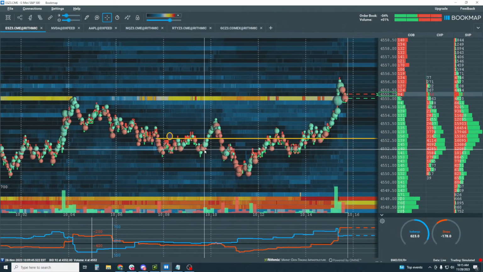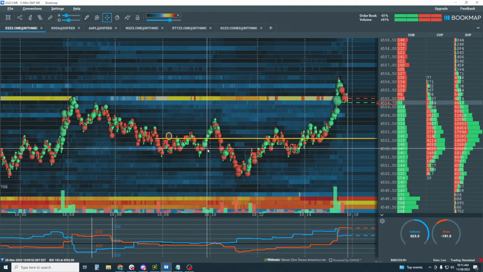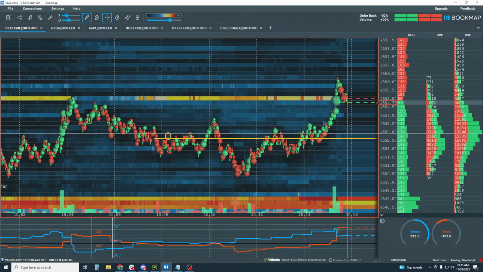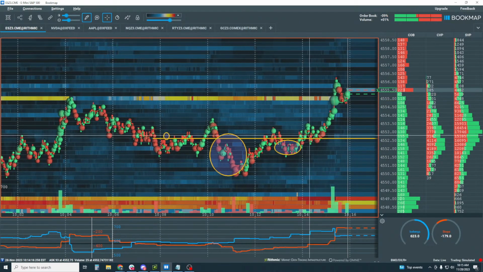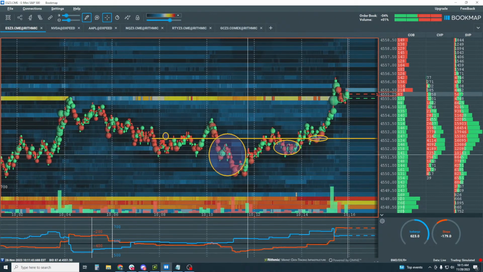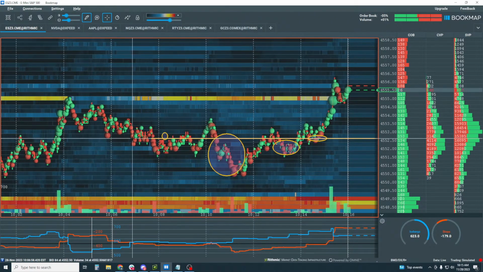And now we can identify the trap traders, though. Okay? And the trap traders are in here, and also in here, and a little bit in here. Okay? The red dots. Okay? Also in here.